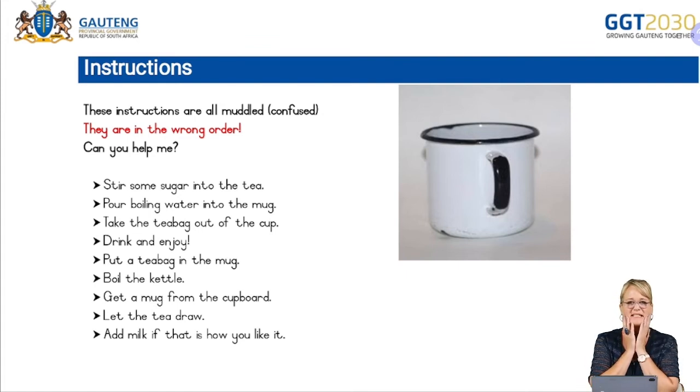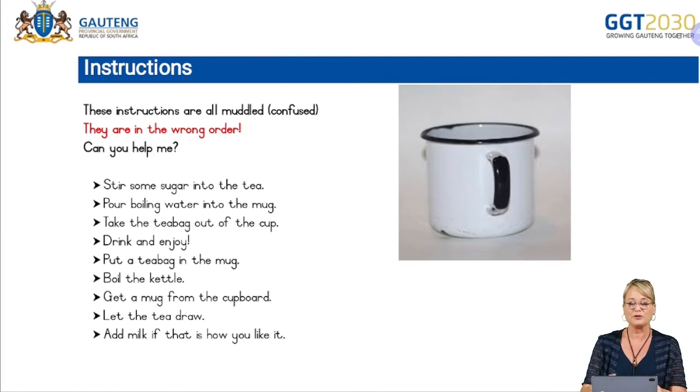Oh my goodness, that is so confused and muddled up. Can we try and put it into a logical order or a logical sequence? Sometimes some things might be a little bit different depending on who's making the tea, but we can still see a logical order. Perhaps you would start by putting the kettle on. So you would boil the kettle first, because that always takes a while. And then you could go and get a mug from the cupboard and have that ready.